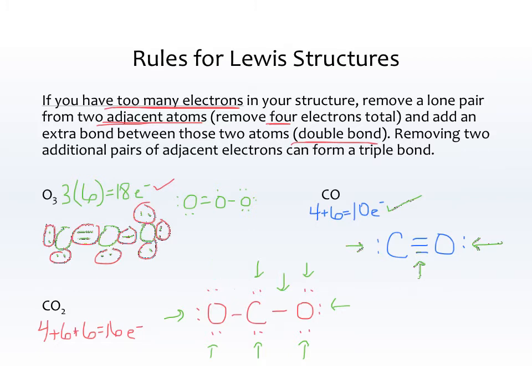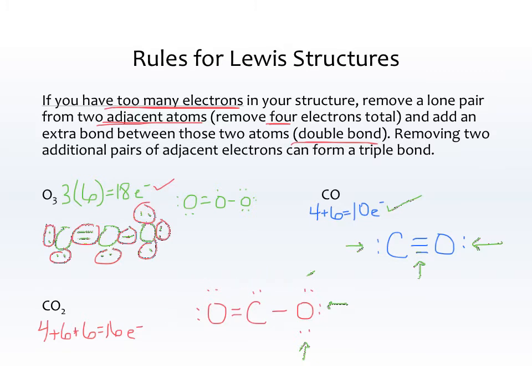So, let me get rid of my arrows. And then we're going to remove a pair from 2 adjacent atoms. So, the carbon and 1 of the oxygens. Doesn't really matter which one at this point. Now if we count 2, 4, 6, 8, 10, 12, 14, 16, 18. Oh dear, that's still too many.